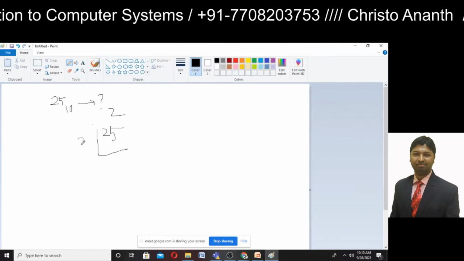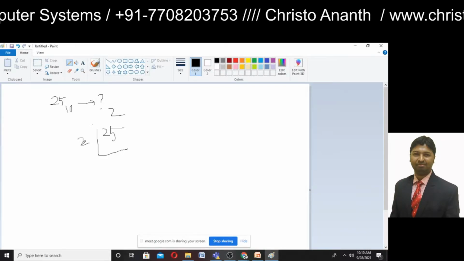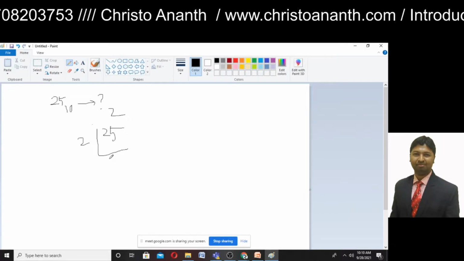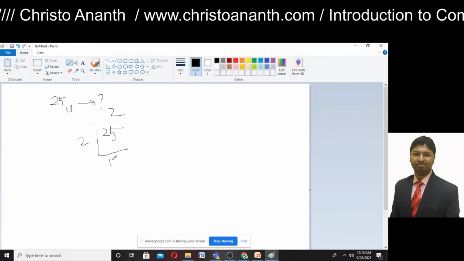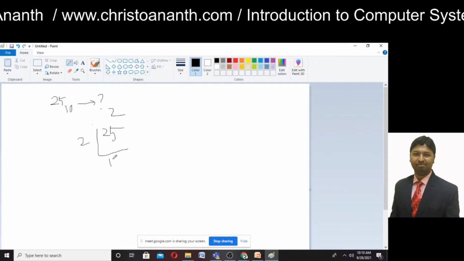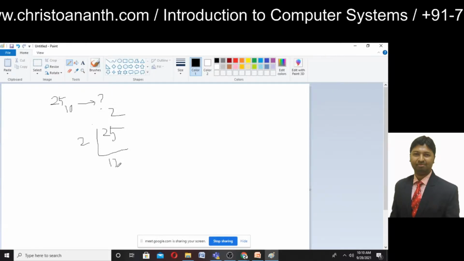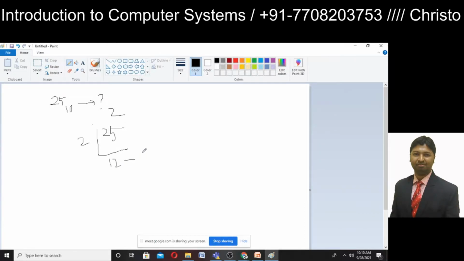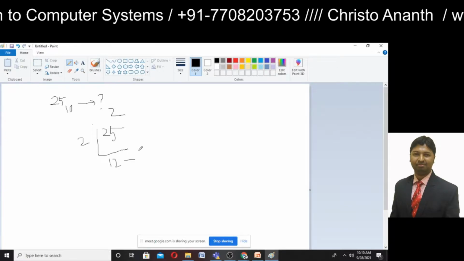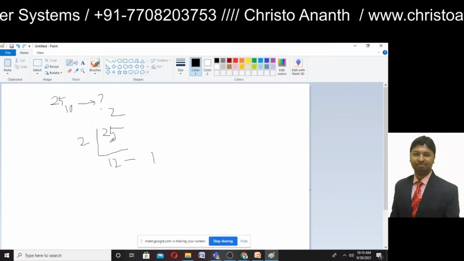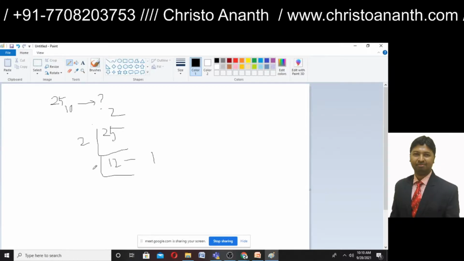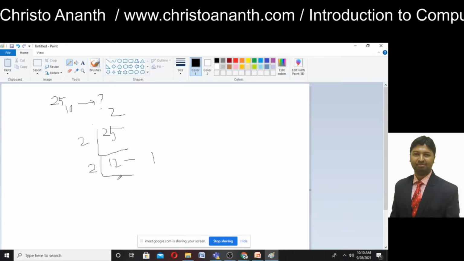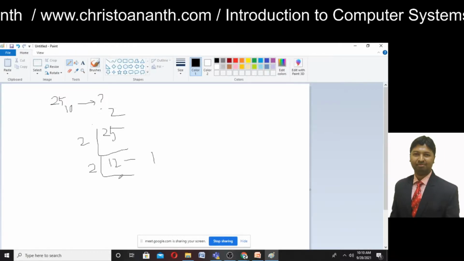You divide by 2. Now 2, how much will it go into 25? 12. The remainder is 1, since 2 twelves are 24 and it is 25. And after that, divide 12 by 2, and so on, until we reach 1.